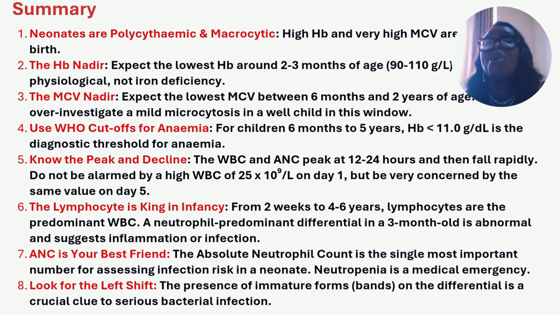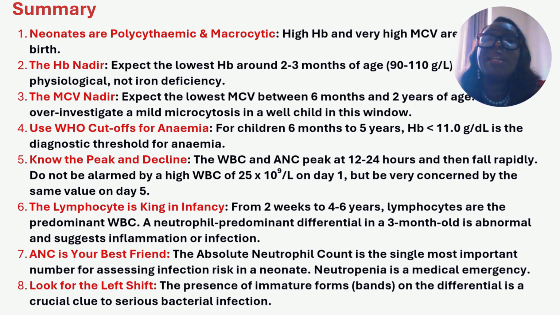And then we have what we call the mean cell volume nadir. That is physiological. Expect the lowest MCV between 6 months and 2 years of age. Do not over-investigate a mild microcytosis in a well-fed child in this window. Use the WHO cutoff point for anemia. For children 6 months to 5 years, hemoglobin less than 11 g/dL is the diagnostic threshold for anemia.